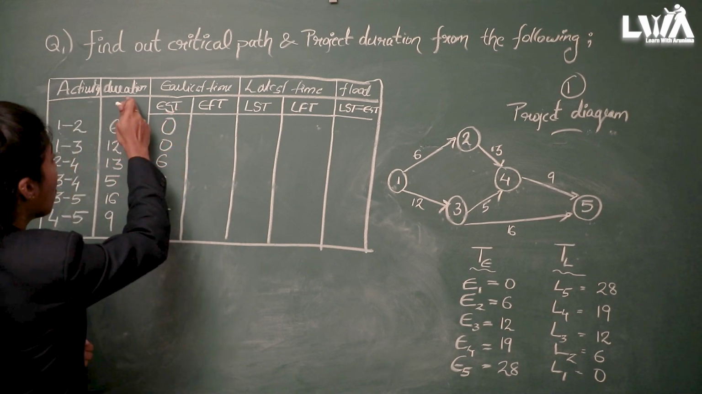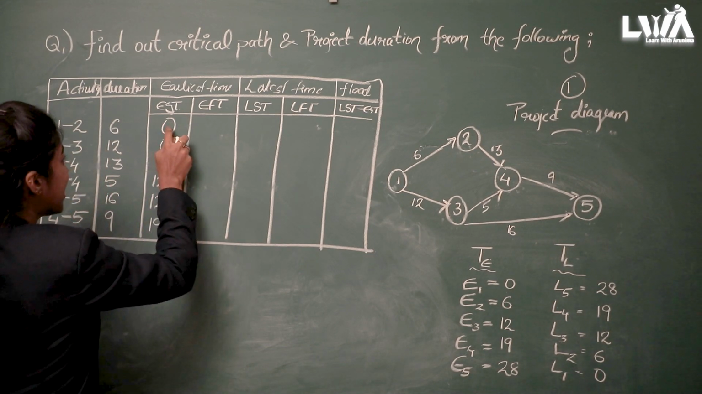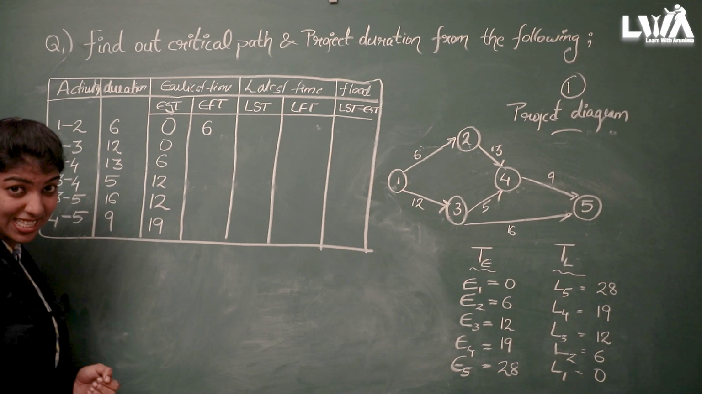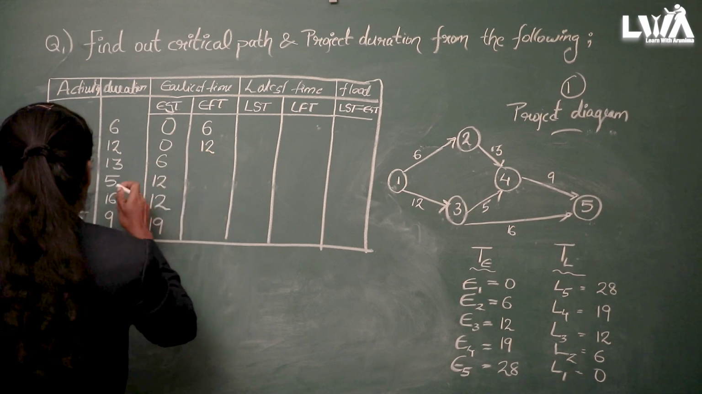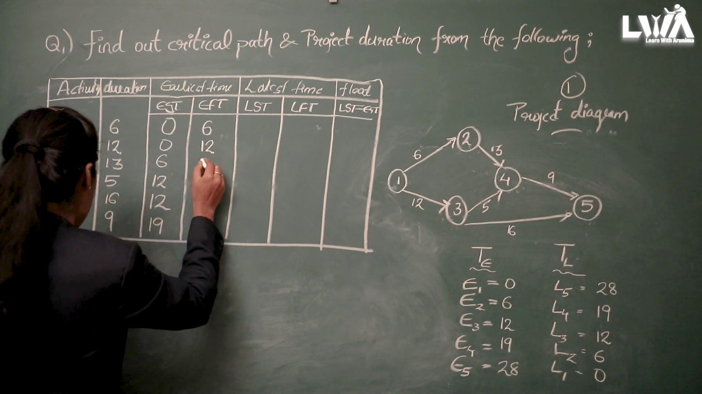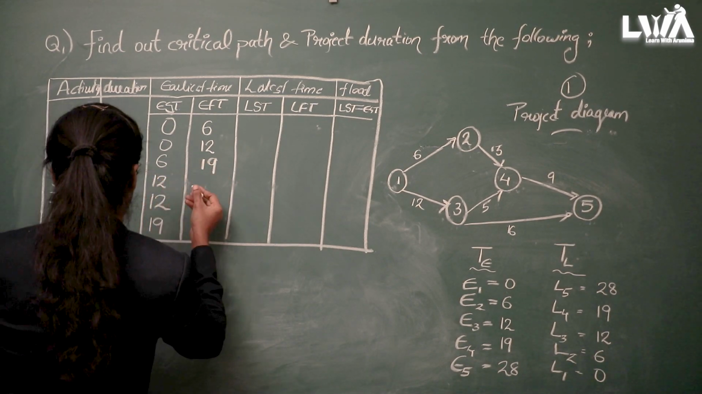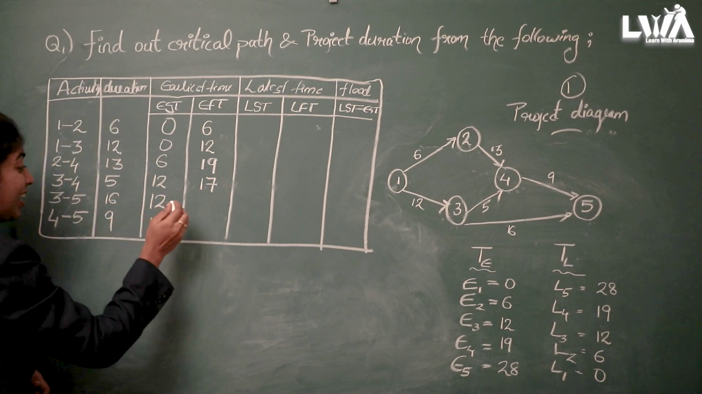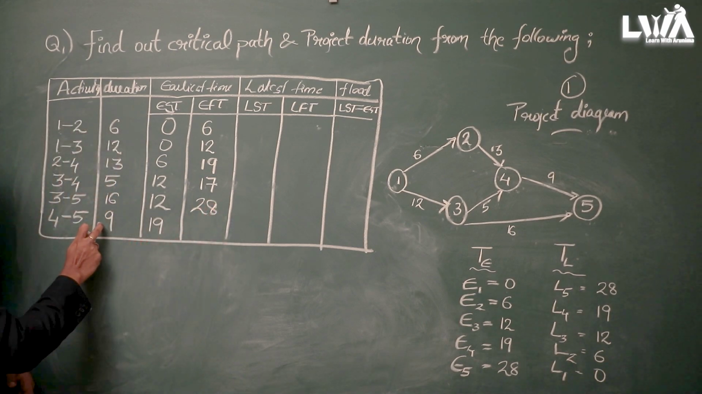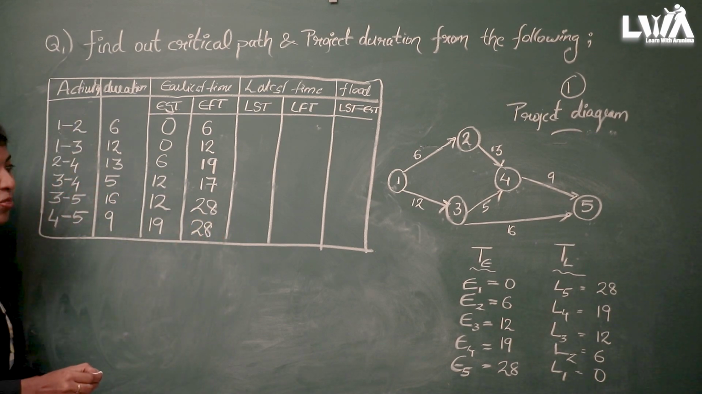So what is EFT? EST plus project duration, that is EFT. So 0 plus 6, which is 6. 0 plus 12, which is 12. 13 plus 6, that is 19. 5 plus 12, that is 17. 16 plus 12, that is 28. 9 plus 19, that is also 28. So now we have found the EST and EFT values.